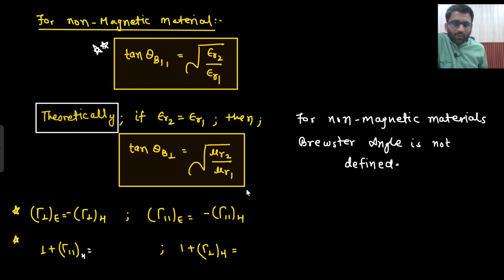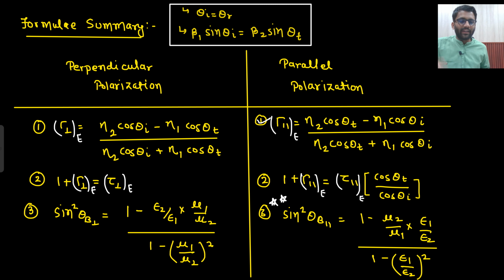Right. Now we will write down some formula for reflection coefficient and transmission coefficient, but for magnetic field. We have written down those formula for electric field, right? We have written down the formula of reflection coefficient in case of perpendicular polarization for electric field. We have written down the transmission coefficient in case of perpendicular polarization for electric field. Same goes for parallel polarization as well. So all the formulas that we remember are only for electric field. In the question, we will always be solving with respect to electric field, and then we will convert it into magnetic field.